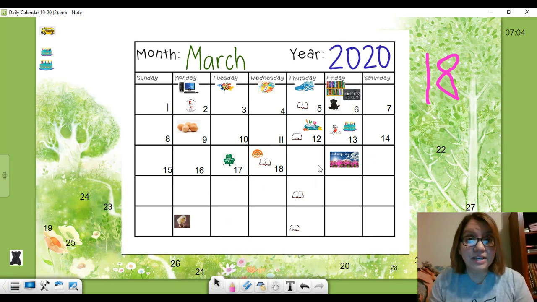Let's count and see how many days until the chickens hatch. 1, 2, 3, 4, 5, 6, 7, 8, 9, 10, 11, 12. Only 12 more days until they are ready to come out of the eggs. That's exciting. All right, let's go to the next page.